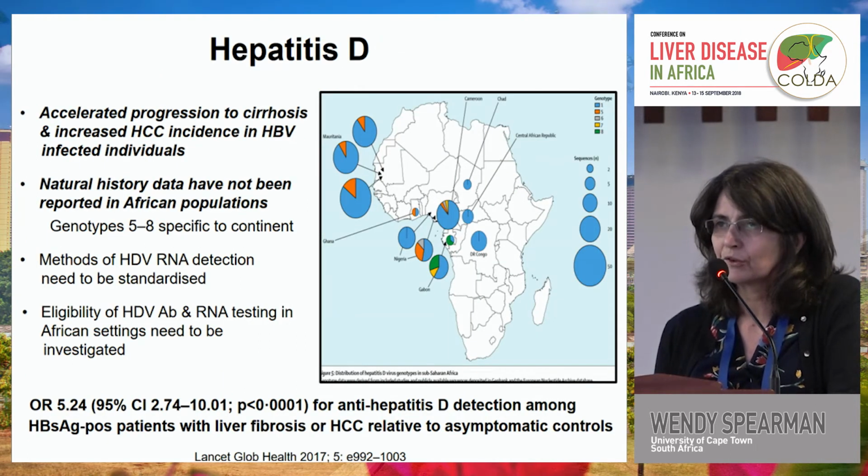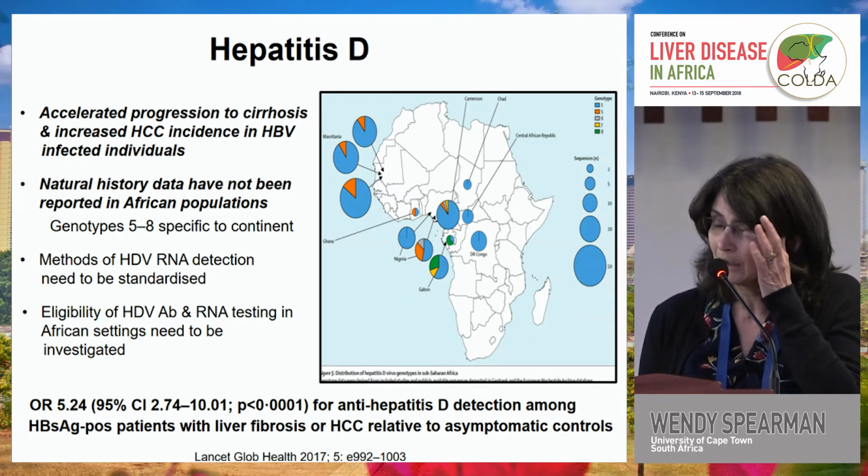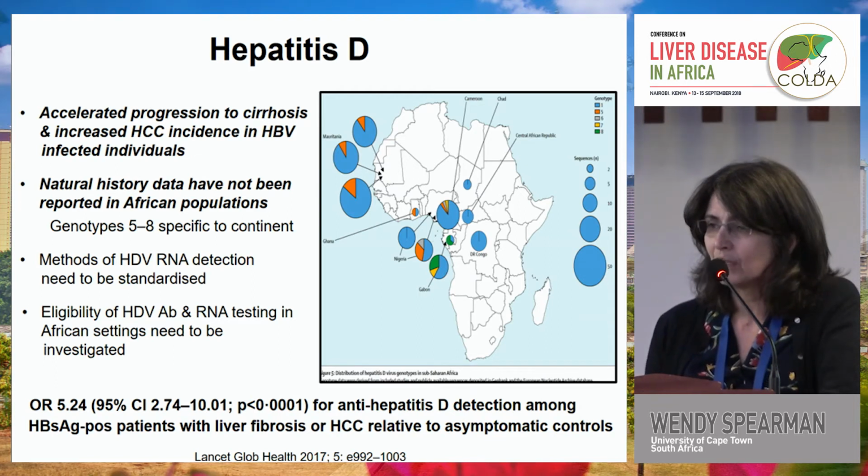As we know, this is associated with accelerated progression to cirrhosis and increased incidence of HCC in hepatitis B infected individuals, but unfortunately natural history has not been reported from African populations, where genotypes 5 to 8 are actually specific to the continent. Methods of RNA detection need to be standardized, but we also need to consider the availability of antibody and RNA testing in African settings.